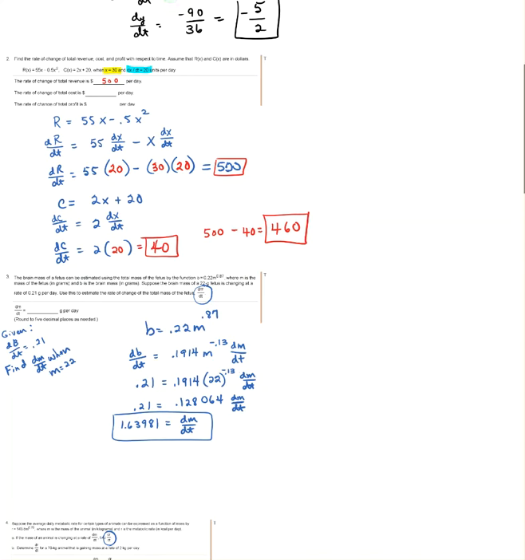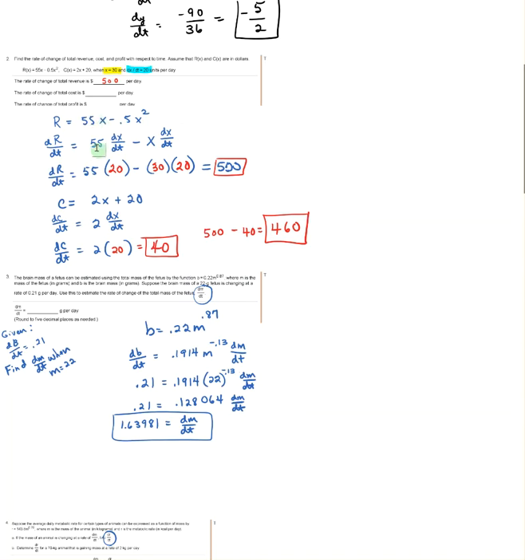Number 2. All right, number 2 says find the rate of change of total revenue, cost, and profit with respect to time. Assume that R of x and C of x are in dollars. So we're given R of x here, C of x here, and we're evaluating it when x is 30 and dx dt is 20. All right, so first take your revenue function. That was given here. We're going to find the rate of change of revenue. That's dR dt. So that's what we're solving for. Equals 55.